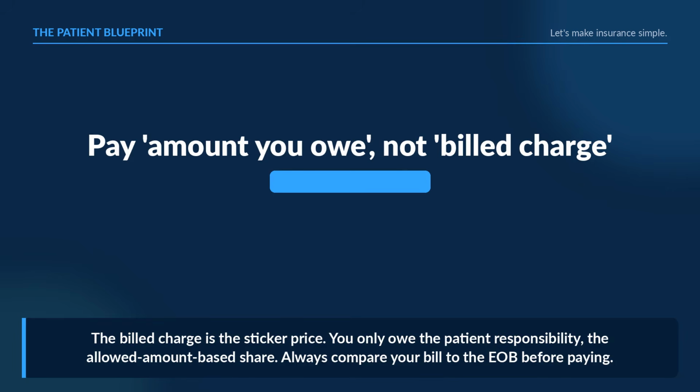The billed charge is the sticker price. You only owe the patient responsibility, the allowed amount-based share. Always compare your bill to the EOB before paying.